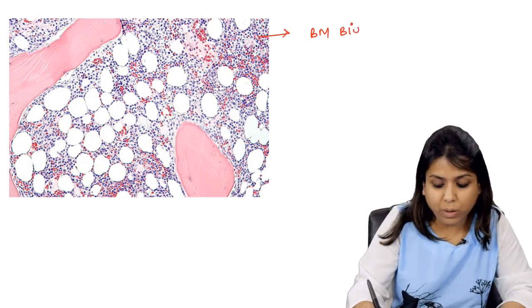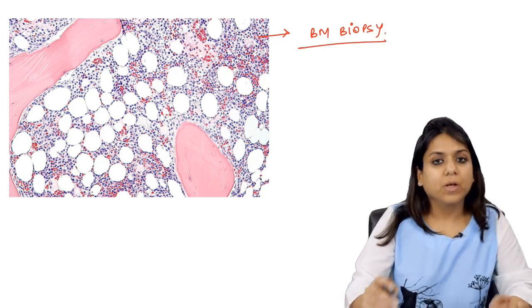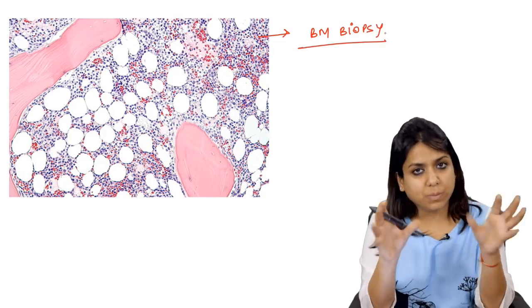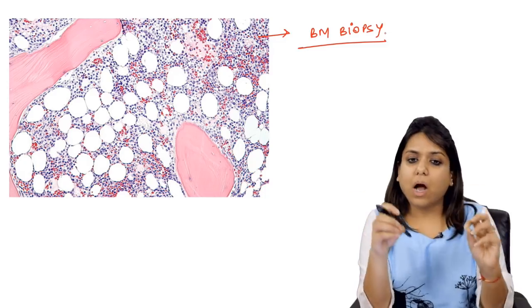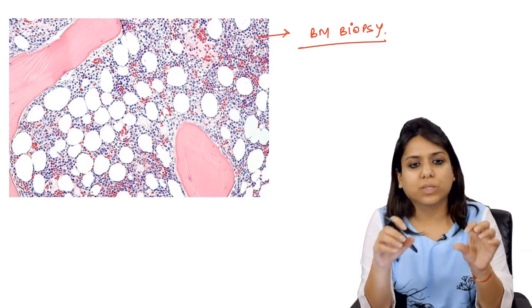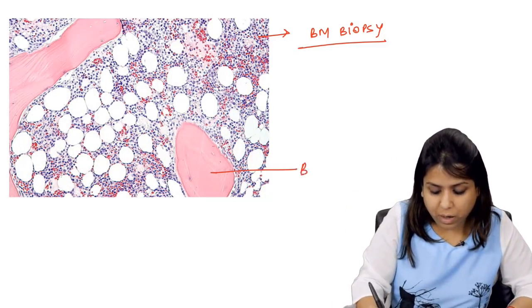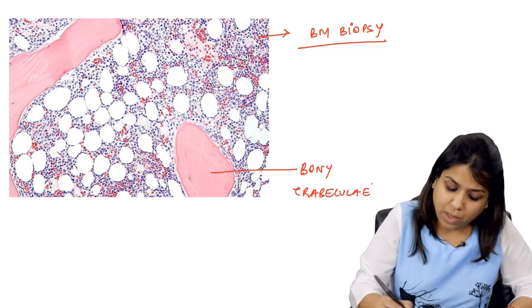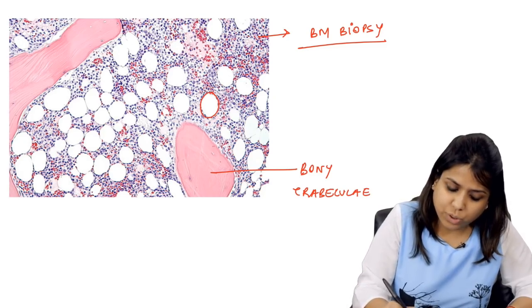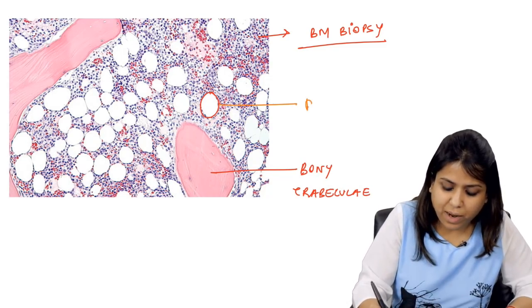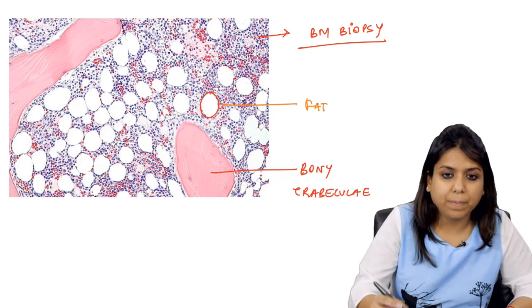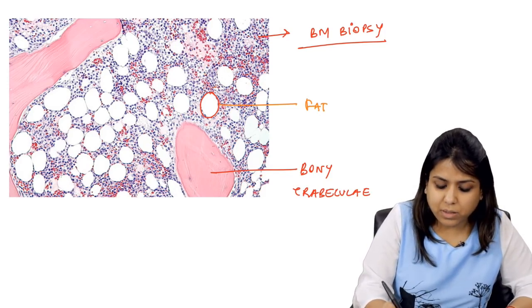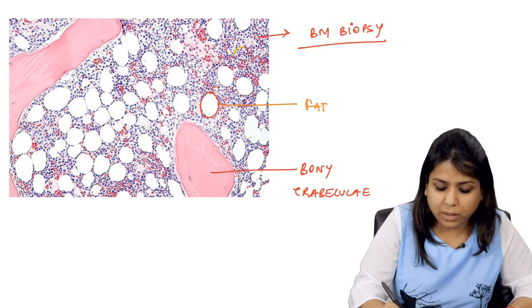Sorry, a bone marrow biopsy looks like. So we have seen how a peripheral smear normally will look like, how a bone marrow biopsy looks like normally. These are the bony trabeculae. When you take a biopsy, these are the bony trabeculae, and these, which you can see, these are the fat cells. This is fat, and this is the cellularity in the bone marrow.